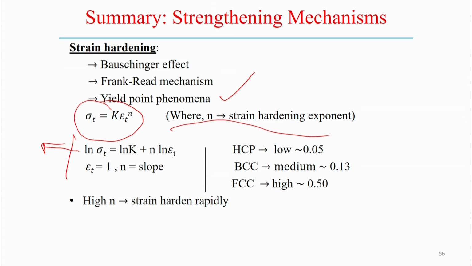So, in the logarithm scale it is linear, where the strain hardening exponent n represents the slope, and K represents the intercept along the axis. Now, n differs for different materials. For HCP materials, n is low, BCC is generally medium, and FCC has very high values of n. High n means the material strain hardens more rapidly.